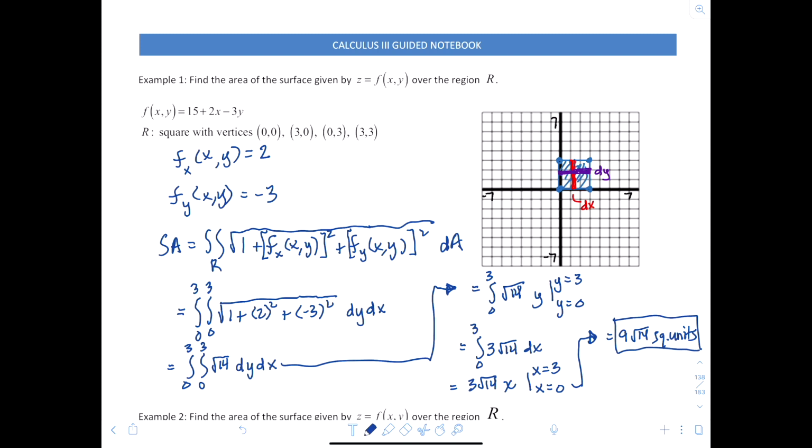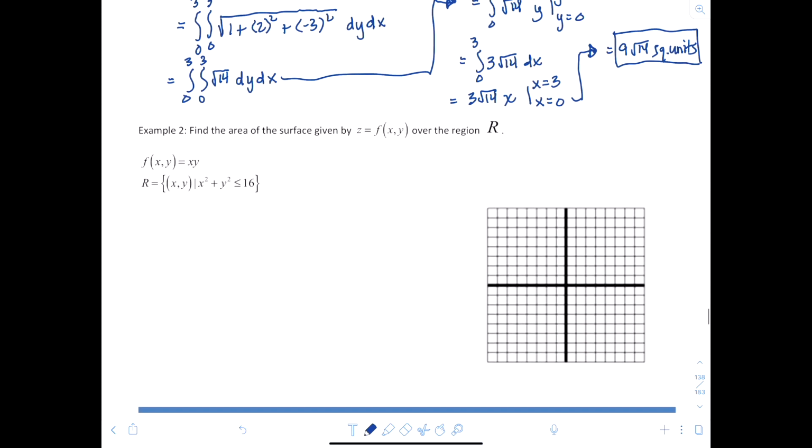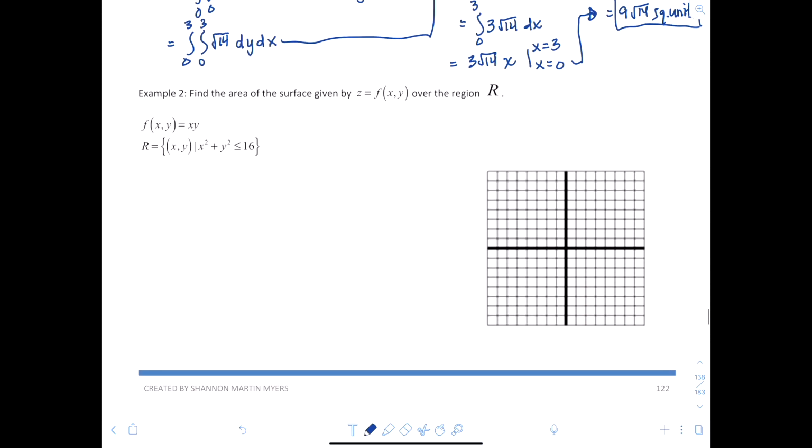Cool? All right, so let's look at our next example. Let's go ahead and find the area of the surface given by z of x and y over the region R. So if we graph our region R, we've got the inside of a circle and including the edge of the circle.